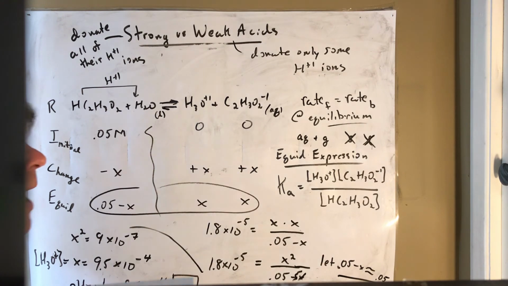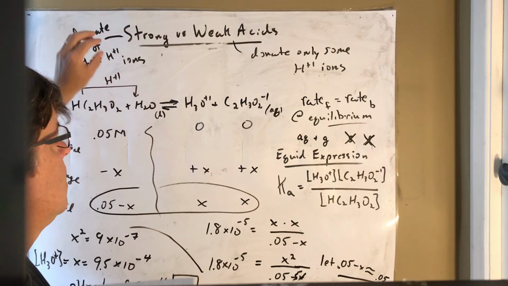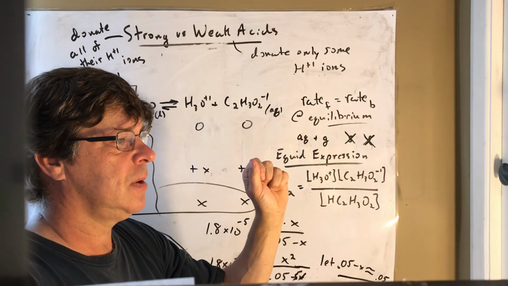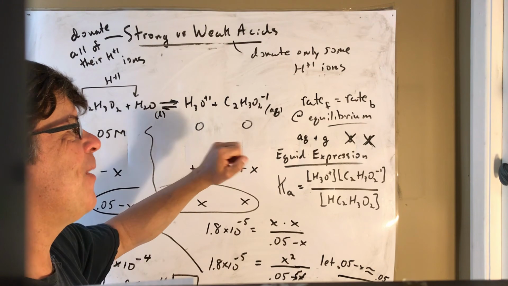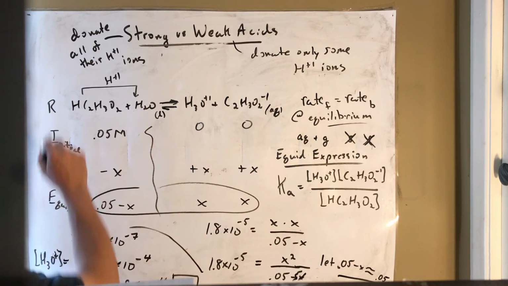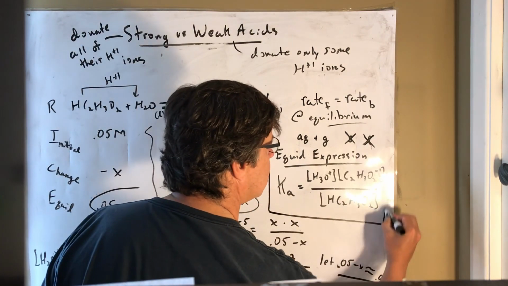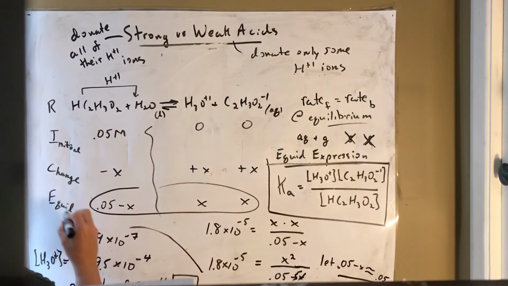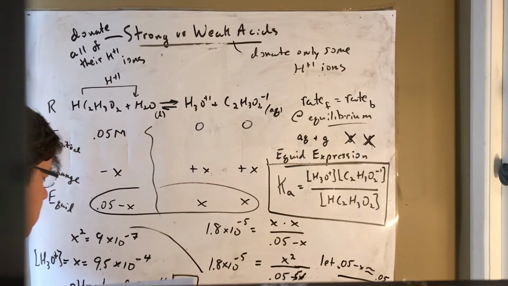Okay, strong versus weak acids. So, strong acids dissociate completely, donate all their hydrogen ions. To find the pH of a strong acid, just take the negative log of the concentration. To find the pH of a weak acid, there's more involved, right? There's making an ICE table, or a RICE table: reaction, initial, change, equilibrium, writing the expression, plugging this equilibrium line into the expression and solving for x. Okay?